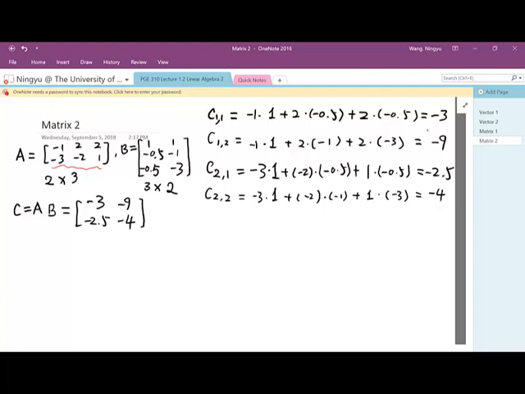But before we leave this page, what is D? So D equals B times A. What is the size of D? 3 by 3, yes. So what does this tell us? It means AB does not equal BA. Yeah, because this is a 2 by 2 matrix. However, this will be 3 by 3.